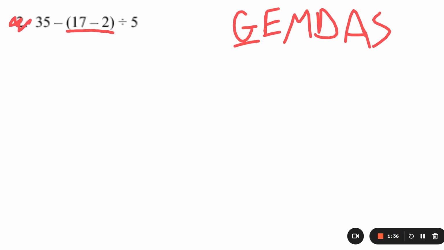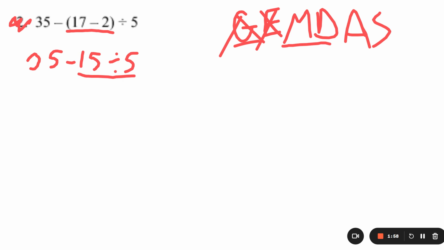So I'm going to rewrite this whole thing. 35. Wow, that's a messed up looking 35. Minus 15 divided by 5. I had a student earlier today who got the question wrong because they did subtracting next. But we're supposed to do what, right? We don't have any groupings, don't have any exponents or square roots. We're doing multiplication and division next, so we're going to be doing this division part.